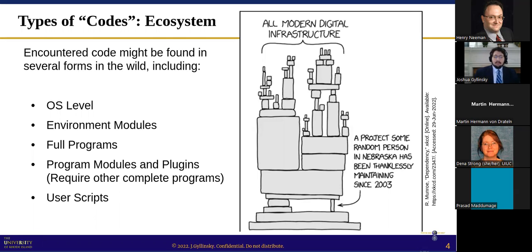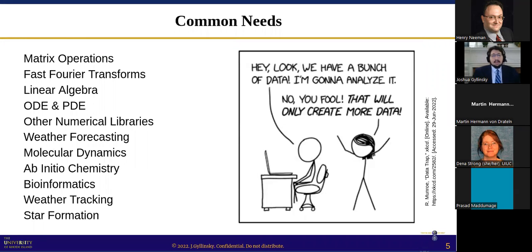So it's important to use best practices for that. Why might someone need community codes? Well, they can handle all sorts of different operations. For data processing, these tend to be the lower level libraries for matrix operations, your fast Fourier transforms, linear algebra, other numerical libraries, as well as very specific, more complex calculations and algorithms for weather forecasting, molecular dynamics, computational chemistry, bioinformatics, astrophysics, etc.